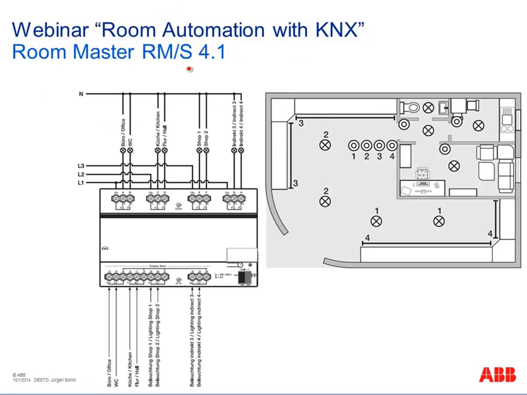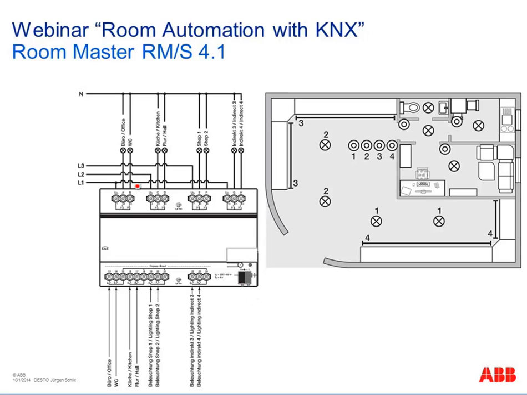also an example here. So there are no shutter outputs left, no heating cooling outputs left, so Room Master 3-1 and 4-1 have no heating cooling application possible. So simple lighting control here for the Room Master 4.1, 8 outputs and the dedicated inputs for the local push buttons. Again, it's a KNX device.